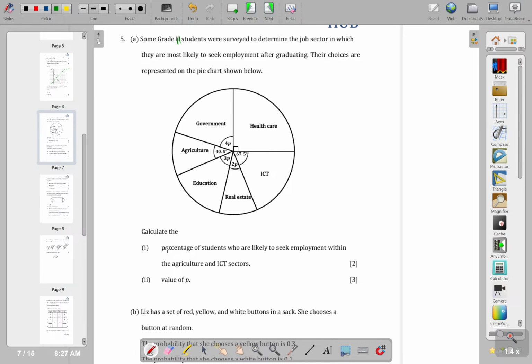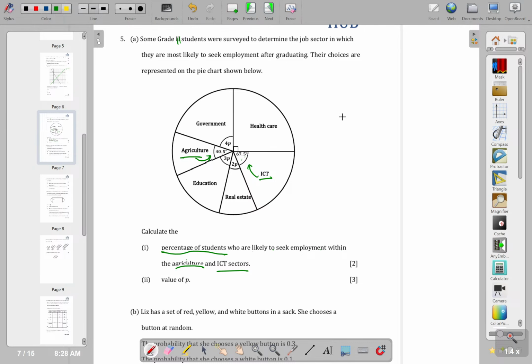Now, they want us to calculate the percentage of students who are likely to seek employment within the agriculture and ICT sectors. So I look at agriculture, I see 40.5 degrees, and I see ICT, that's 67.5 degrees, right? They want the percent of students, yeah? And so how are we going to find the percent of students? That's kind of the question that you have to ask yourself here, right?